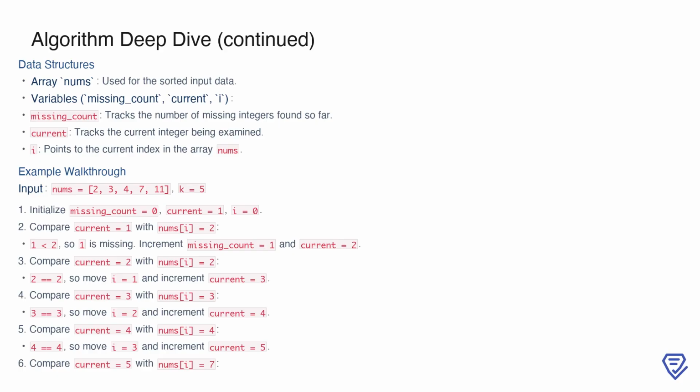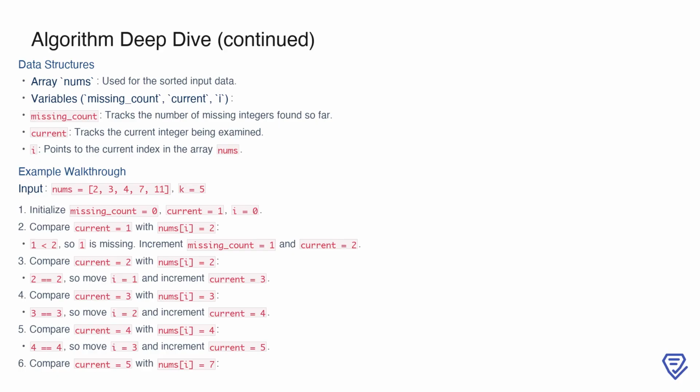Given nums equals 2, 3, 4, 7, 11, and k equals 5, we initialize missing_count equals 0, current equals 1, and I equals 0. We compare current equals 1 with nums[I] equals 2. Since 1 is less than 2, it's a missing number. We increment missing_count to 1 and current to 2. Next, we compare current equals 2 with nums[I] equals 2. Since they are equal, 2 is not missing, so we move the pointer I to the next index and increment current to 3.